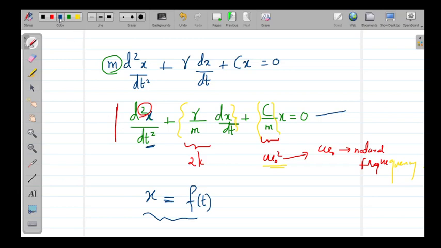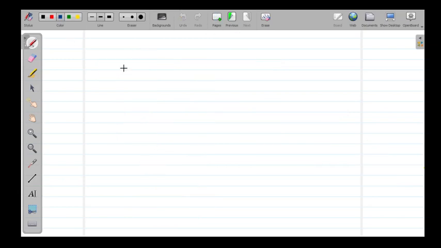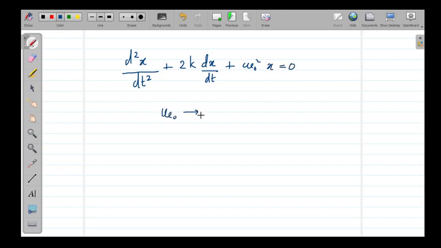So we have the differential equation here. This is second order. Let me just rewrite that: d²x/dt² + 2k dx/dt + ω₀² x = 0. As we have said, ω₀ is the natural frequency of the system, and k is called the damping constant. Earlier gamma was called the damping coefficient, and k is called the damping constant of the system.